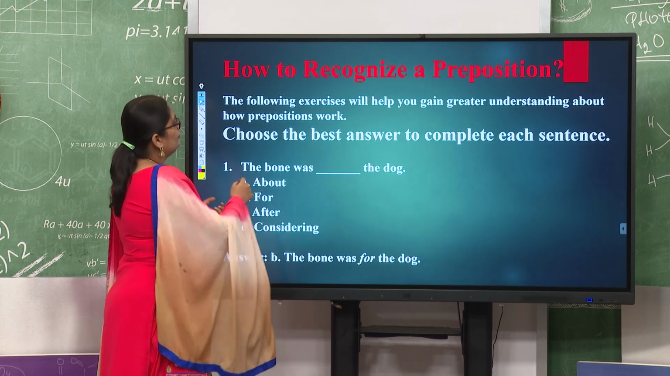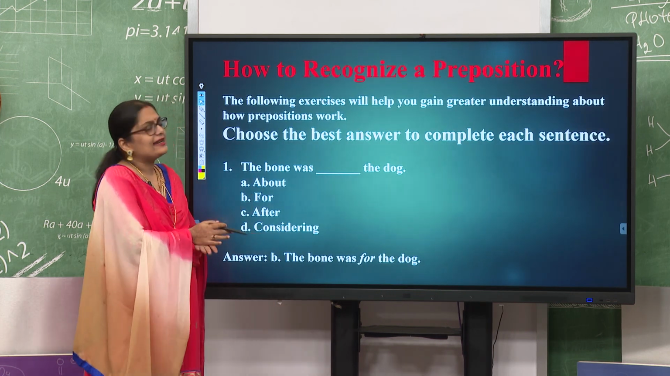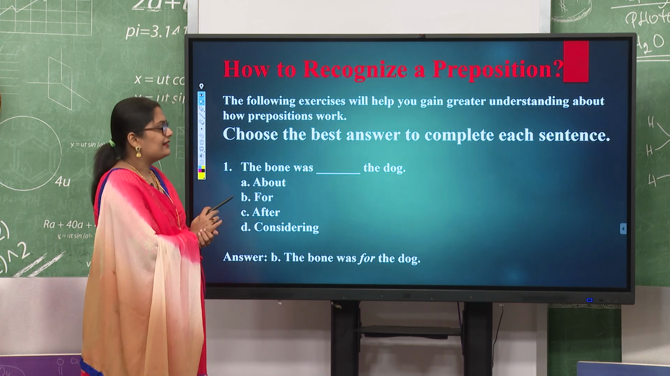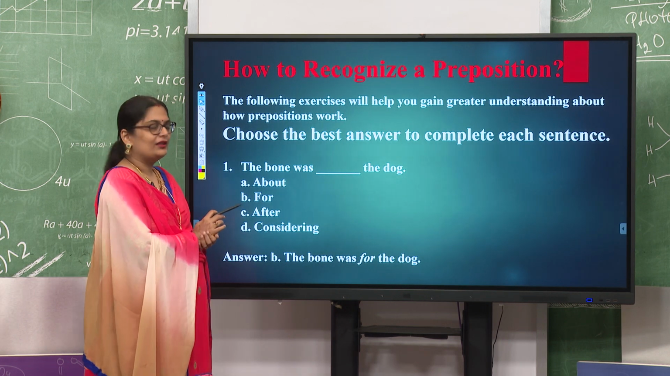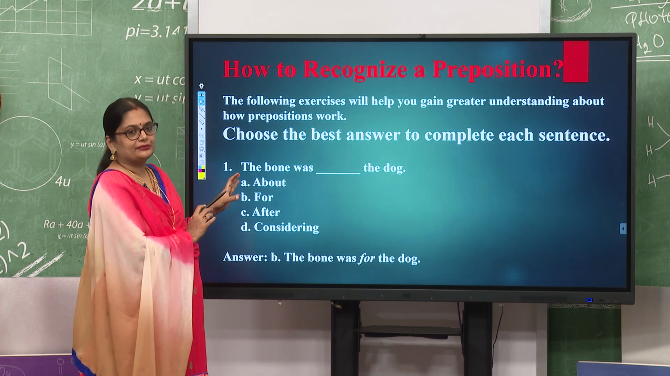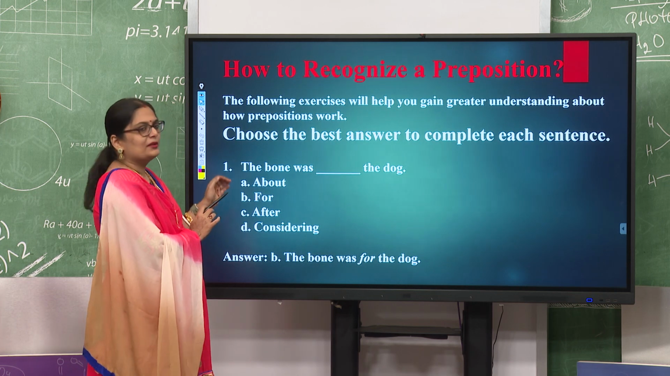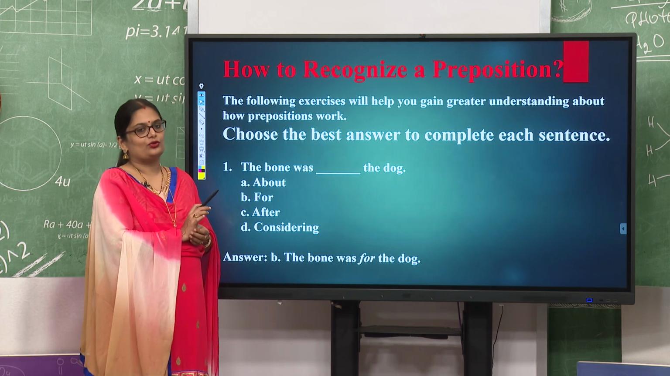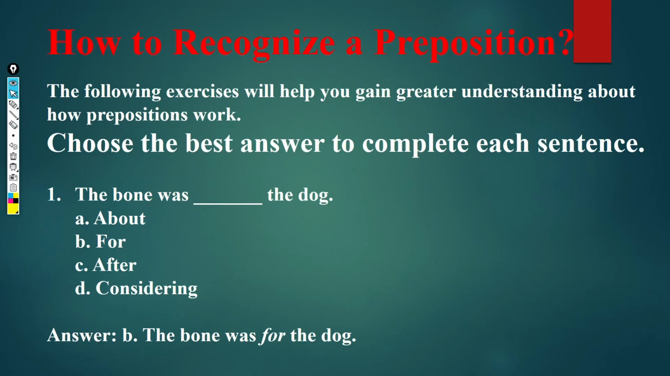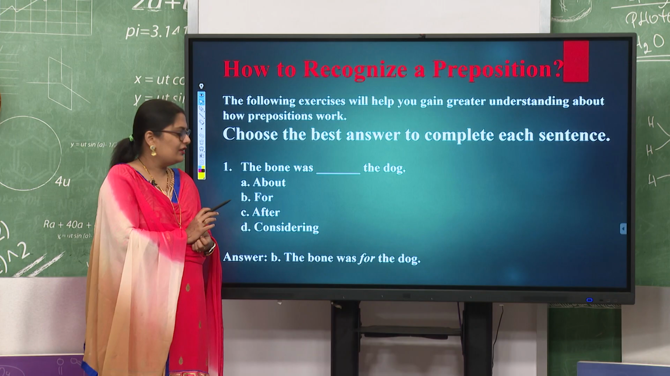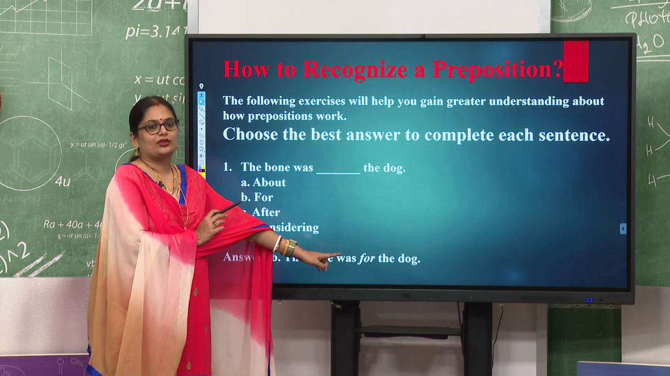Now, the following exercises, again I have devised some exercises, will help you to have a greater understanding about how the prepositions work. Now, you will have to choose the best answer. There are different options, but amongst them you will have to choose the best answer. Now, the bone was dash the dog. We have options about, for, after, considering. So, what will be the appropriate preposition? Think. The bone was for the dog.